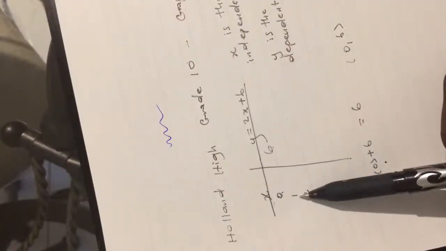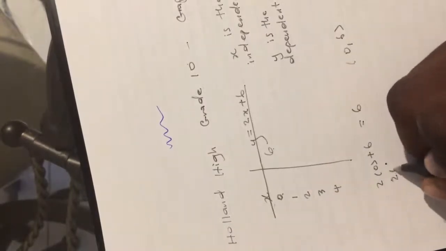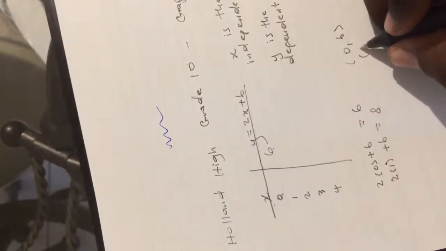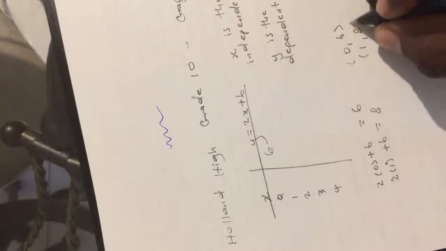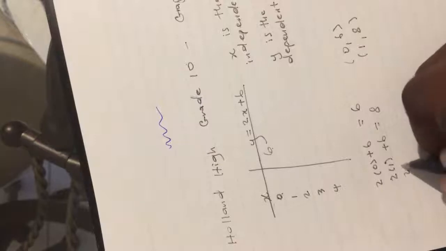Then we're going to find the value for y when x is equal to 1. So we're going to substitute the value of 1. So again, write while I write: 2 times 1 plus 6. Now 2 times 1 is 2. Add 6, you get 8. So our next x, y value is 1 and 8.